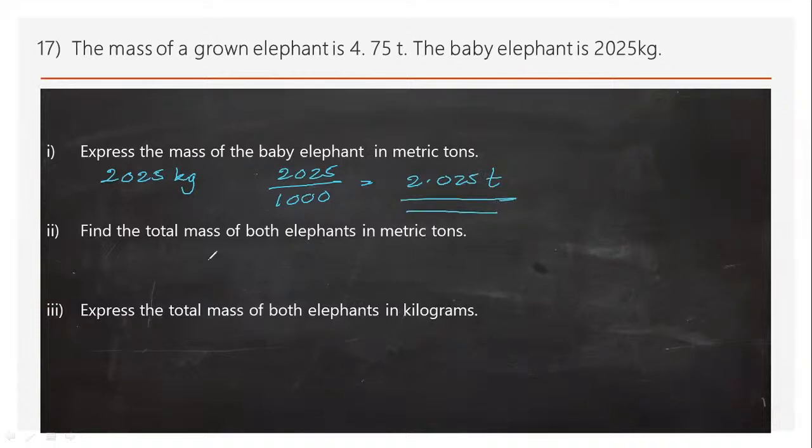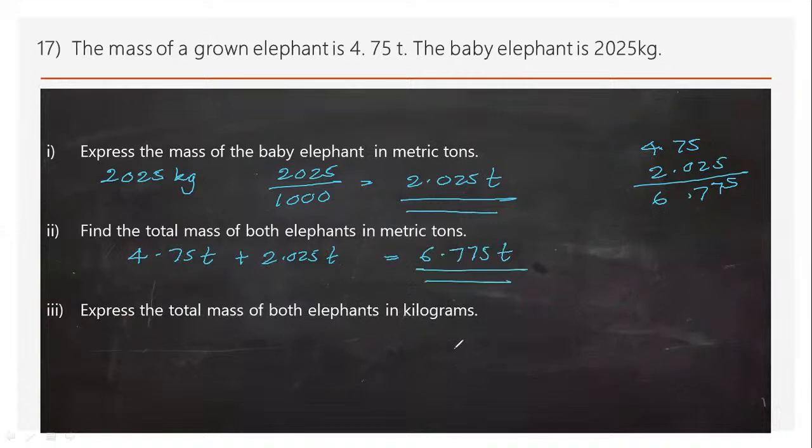Next one, second one, find the total mass of both elephants in metric tons. The mother elephant, it means the grown elephant, is also given 4.75 tons, and add 2.025 tons. So how much? 4.75 plus 2.025 is 6.775 tons.